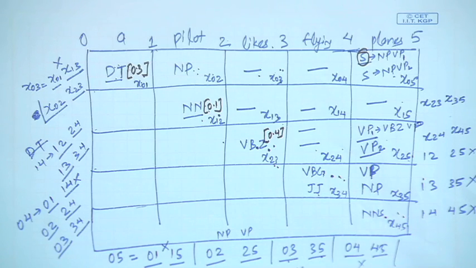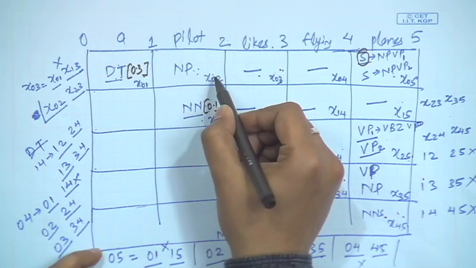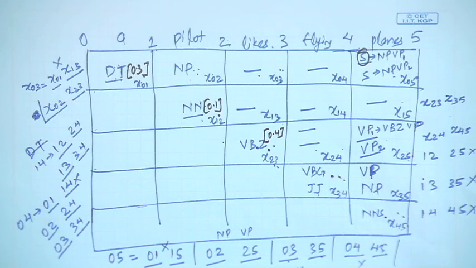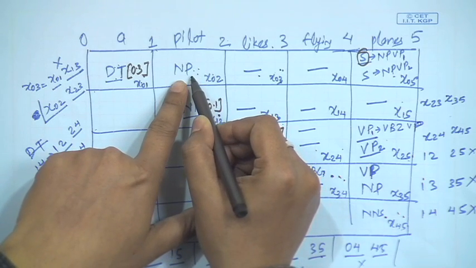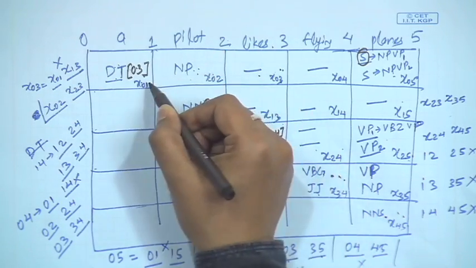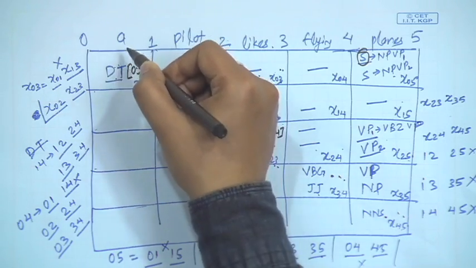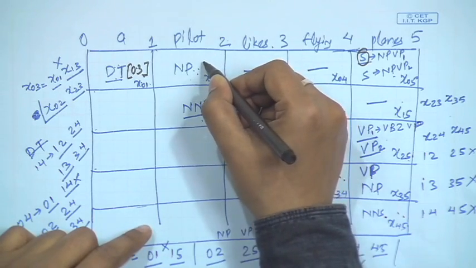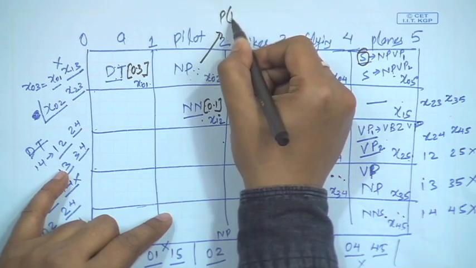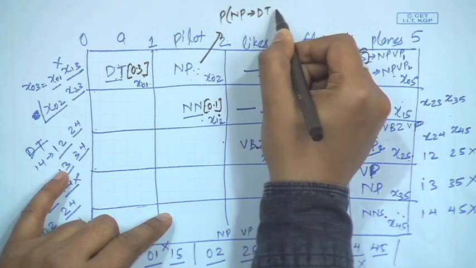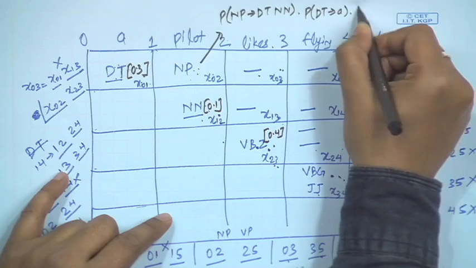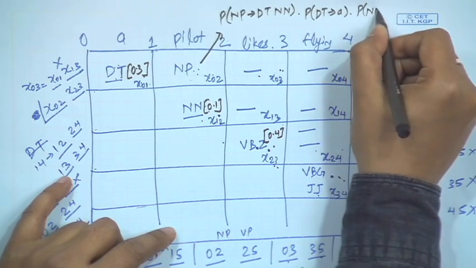Now, what I wanted to show is how do I fill the next entry, that is 0,2. What is the probability with which the non-terminal NP derives the sequence A pilot? If you remember, a single non-terminal can derive two terminals only via two non-terminals. So, it has to first derive X01, X12, and then each of these will individually derive A and pilot. So, how do I fill in this probability value? This would be the probability that NP derives DT NN, times the probability DT derives A, times the probability NN derives pilot.